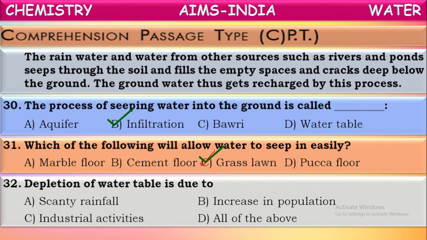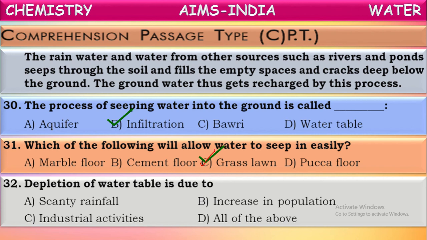Okay. Now next one, depletion of water table is due to. See here about the depletion of the water table it is given. What are the causes for the depletion of the water table? See here what they have mentioned. Scanty rainfall. Of course, scanty rainfall means less rainfall. There is not much rain. Only a small amount of water will sink into the soil, and hence the water table will be depleted. It decreases. Even an increase in population also. As population increases, people will use more and more water and they dig out more groundwater. It also causes depletion in the water table.